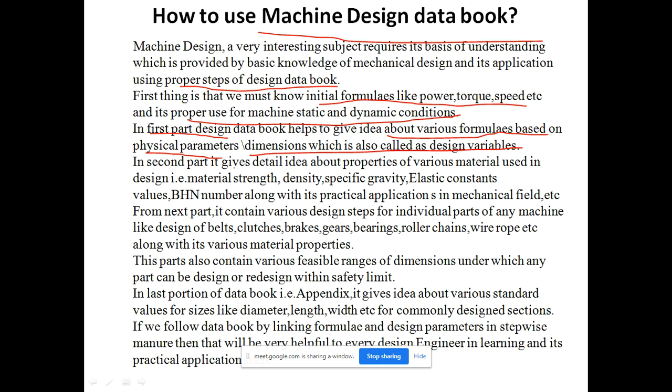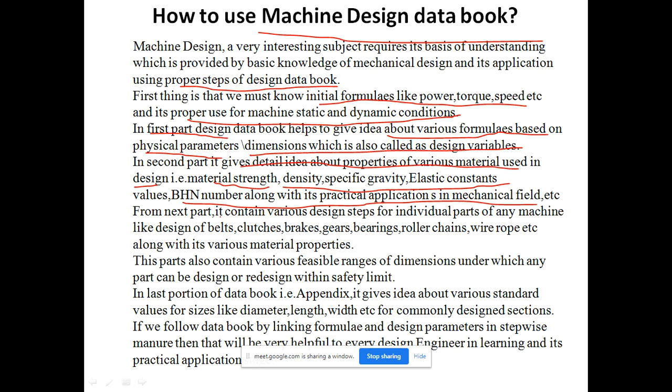The second part gives a detailed idea about the properties of various materials used in the design. So the material properties will be specified in the second part, for example material strength, material density, specific gravity, elastic constant. These are the material properties and should be present in the second part of the design data book. Next, BHN numbers along with their practical applications in the mechanical field, etc.